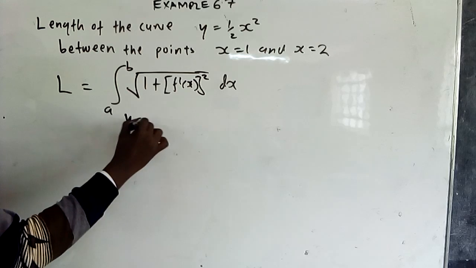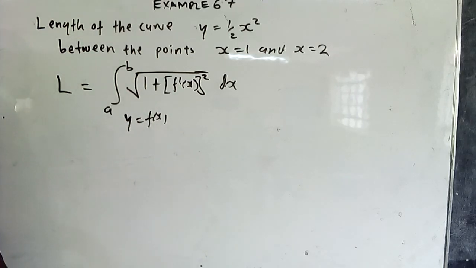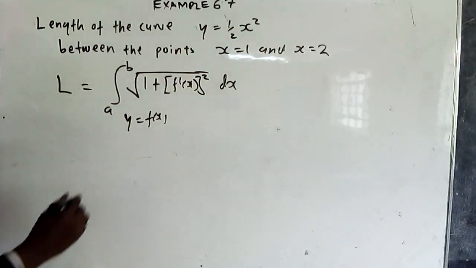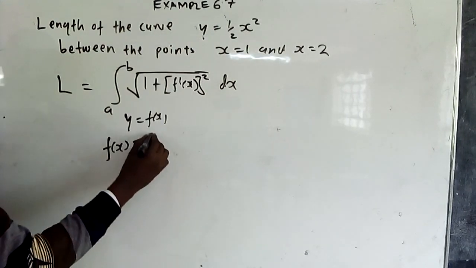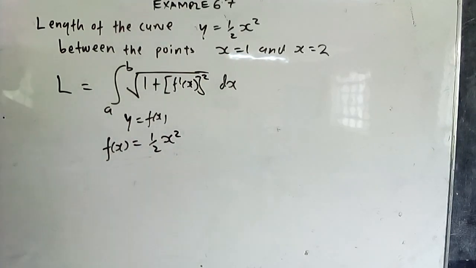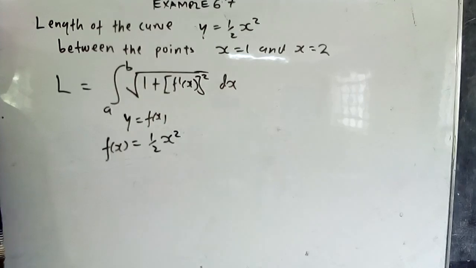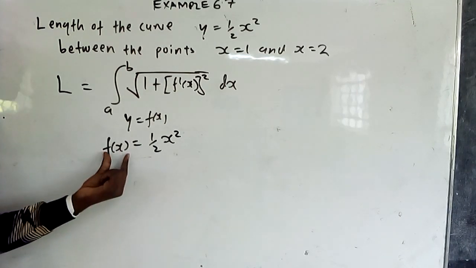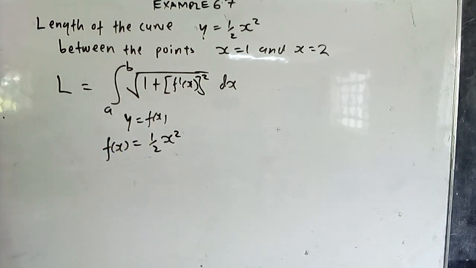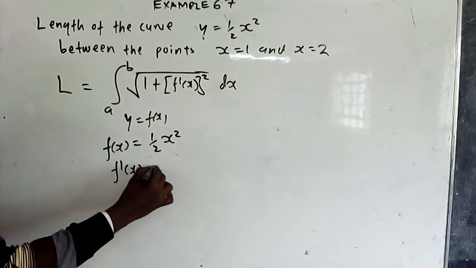Since y is a function of x, where there is y you put f of x. So your function of x is equal to a half x squared, because that is the y. We don't need the function of x, we need its derivative. So if you differentiate f of x, what do you get?